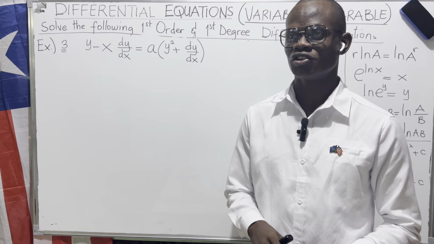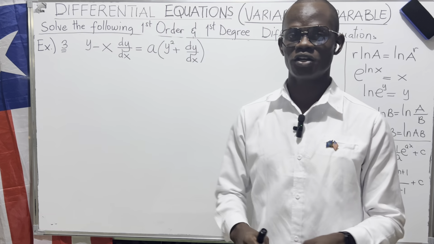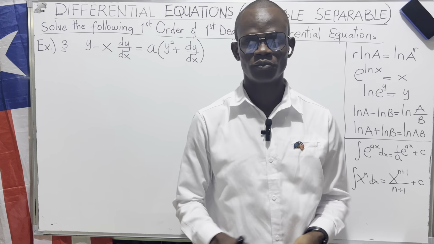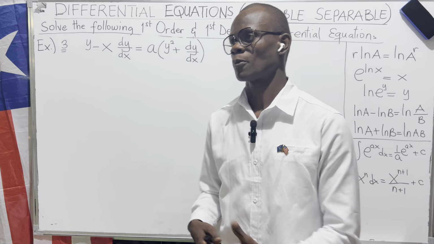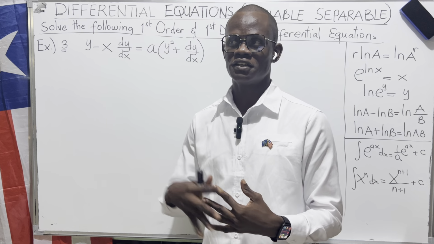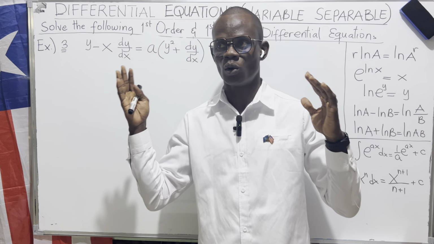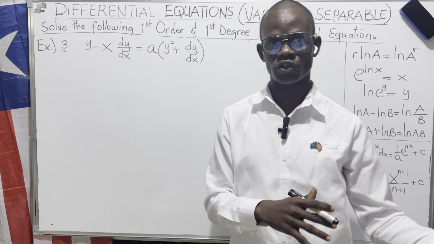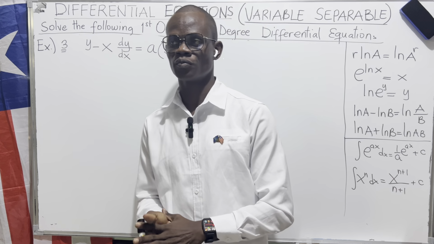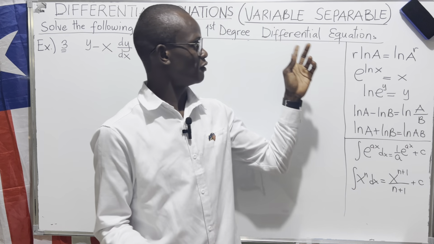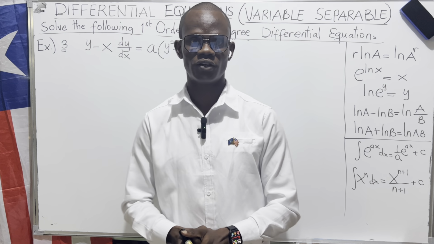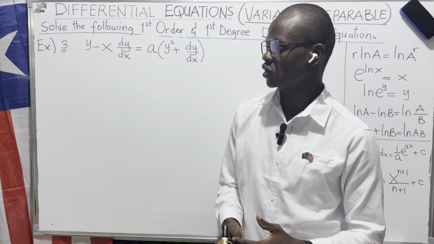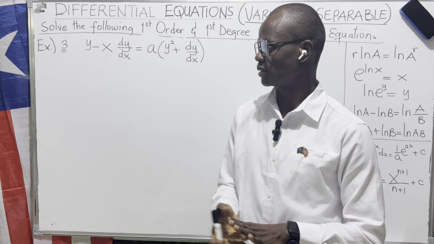In today's lecture, I will be looking at the third example under variable separable. So we told you that when you have a differential equation and the variables can be separated, that is, all x can go one side of the equation and all y can go one side of the equation, you can apply variable separable to find the general solution of that differential equation. So we solved the first two examples. We'll look at the third example.